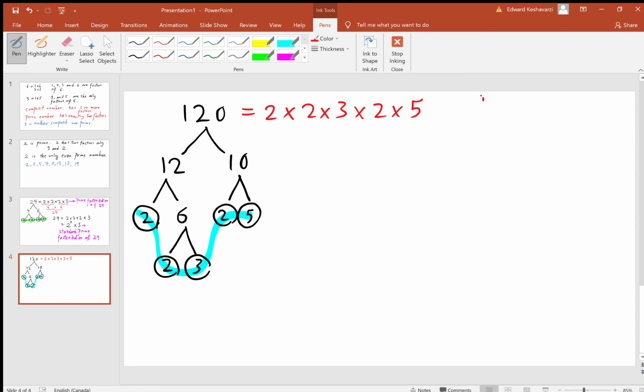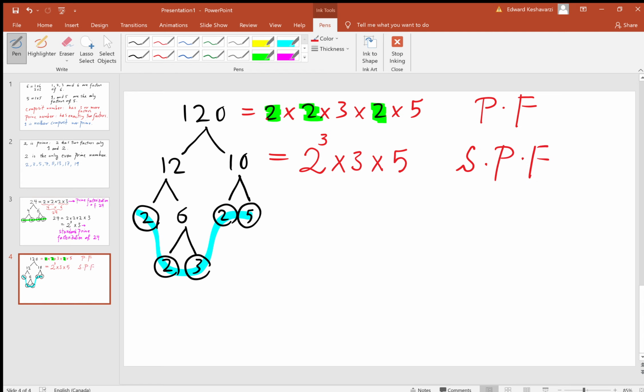This is the prime factorization. And if you use the exponents, there are how many 2's? There are 1, 2, 3 2's. Therefore, we can write it as 2 to the power of 3 times 3 times 5. And this is the standard prime factorization of 120.